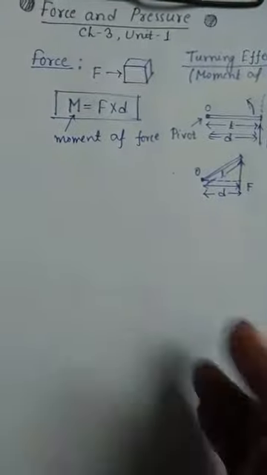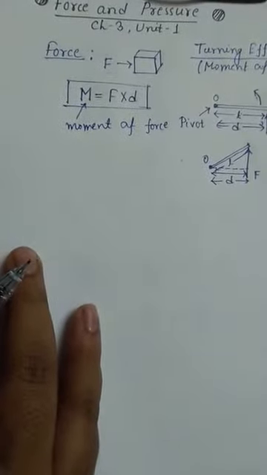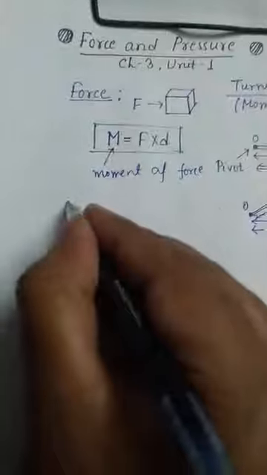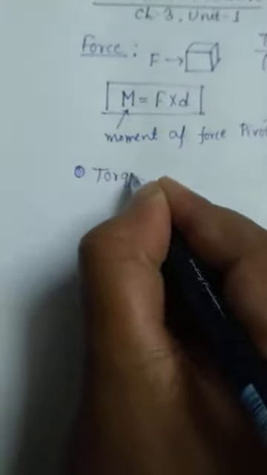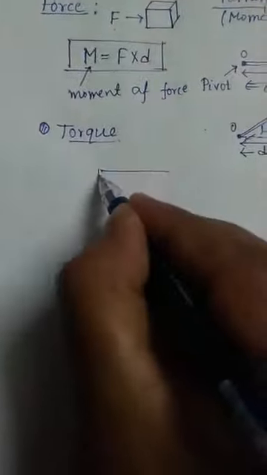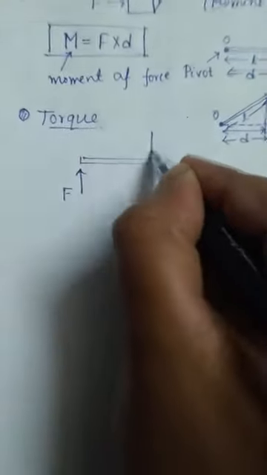Again, this is making a turning effect, right? But this turning effect has a different name. This is called torque. So the new physical quantity we are getting here is torque. Okay, so how to define it? Let's say this is the rod, and we are applying a force from here and another force from here.